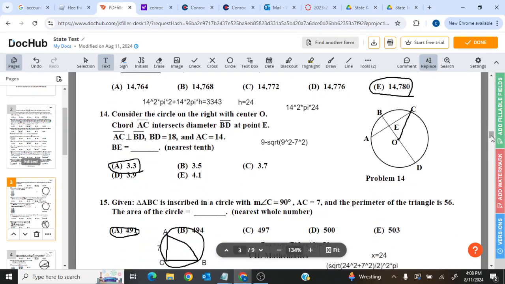14, consider the circle on the right with center O. Chord AC intersects diameter BD at point E. If BD is equal to 18 and AC is equal to 14, BE is what? Well, there are multiple ways you can do this. I'm just going to go with, you can use our chord theorem like we talked about earlier. AE times EC equals BE times ED. You can very well do that.